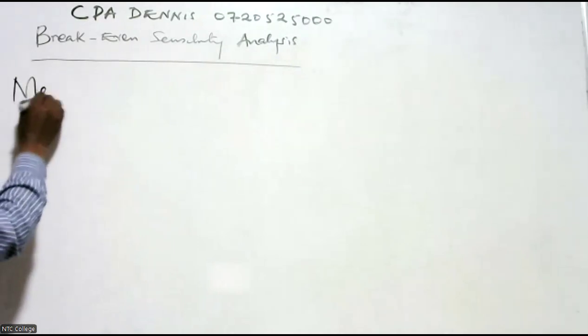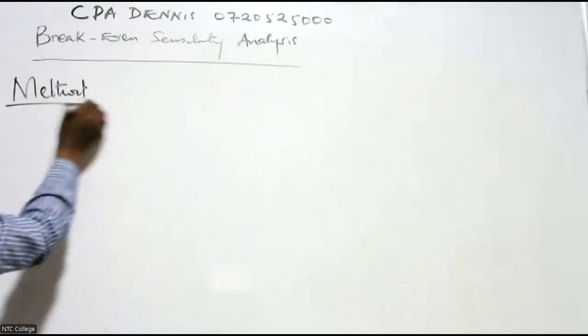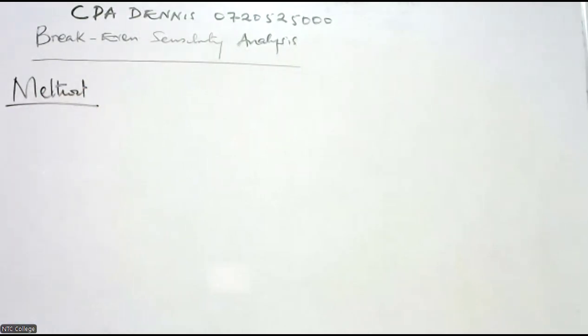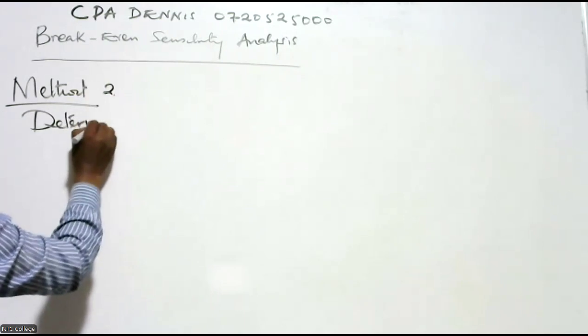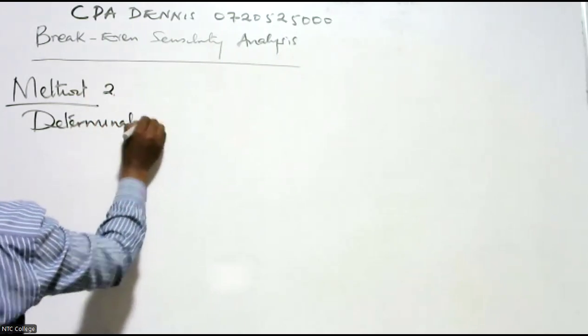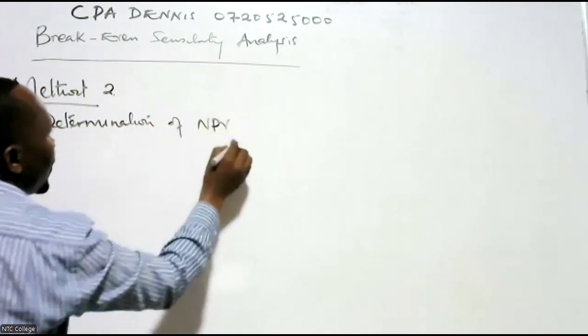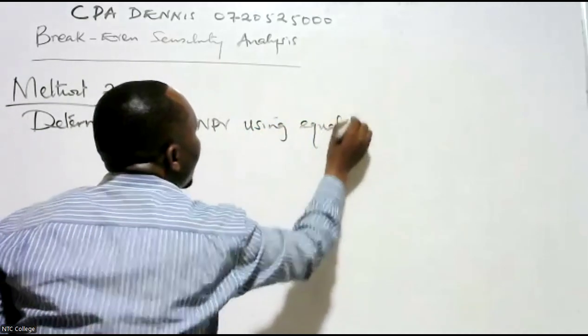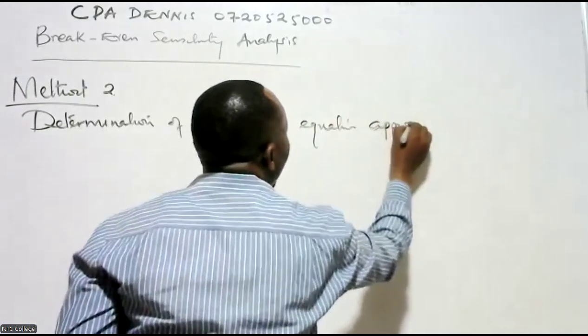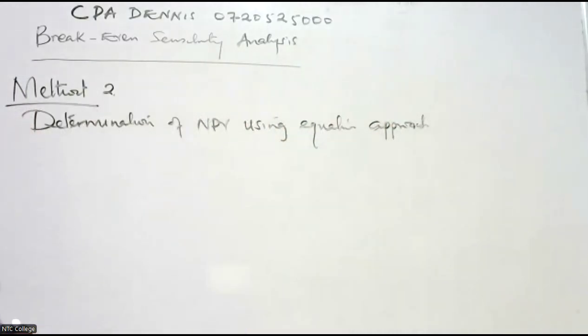So we call it method 2. That will give us the same answer. In method 2, we say that we are still going to have NPV using an equation. We use the equation approach. So this is method 2, determination of NPV using the equation approach.